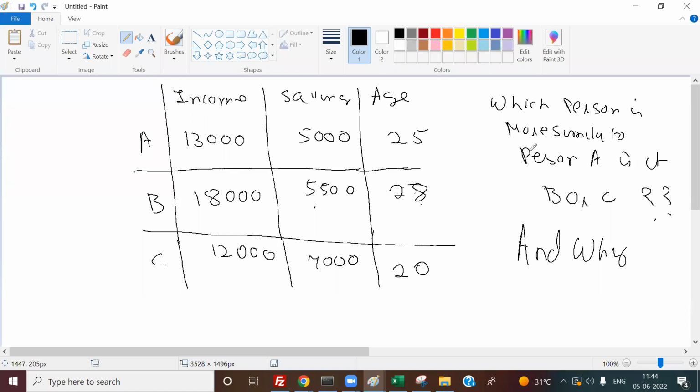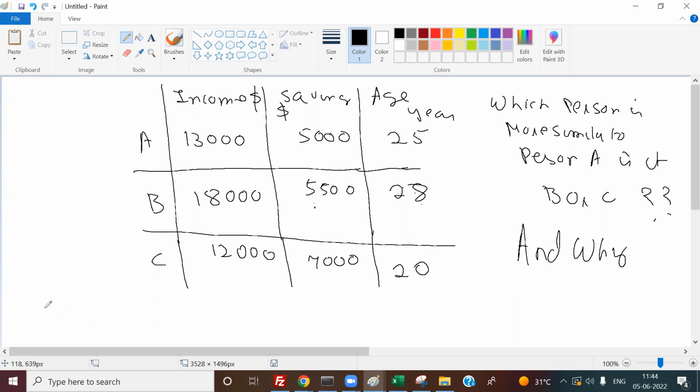Let's say this is age. This age is in years. ठीक है? And income is in dollars or rupees, whatever. कौन सा ज्यादा सिमिलर है? So you can find a distance between A and B, and you can find a distance between A and C. Distance यहाँ पे कम होगा, वो similarity ज्यादा होगी.